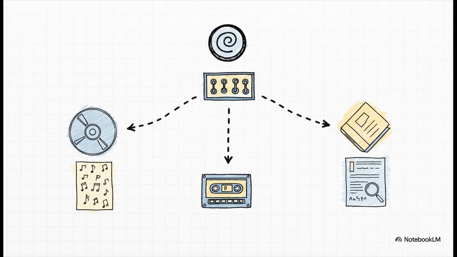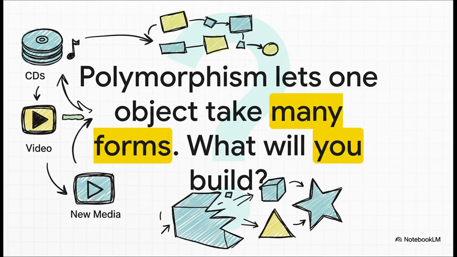One single method call, like item.print, can take on many different forms and produce completely different results, all depending on the object's true identity at runtime. And that, right there, is the real power of this idea. Polymorphism is what lets us build these incredibly flexible and adaptable programs. We can write code that deals with a generic item and not have to care if it's a CD, a video, or some new kind of media that we invent next year. The system just works. So the real question is, now that you understand this amazing shape-shifting power, what are you going to build with it?